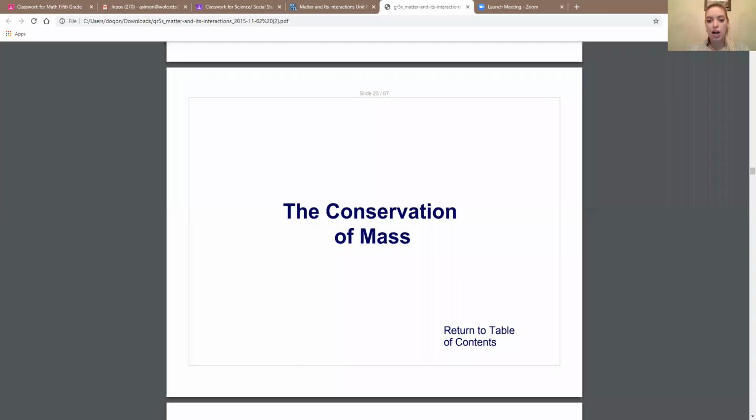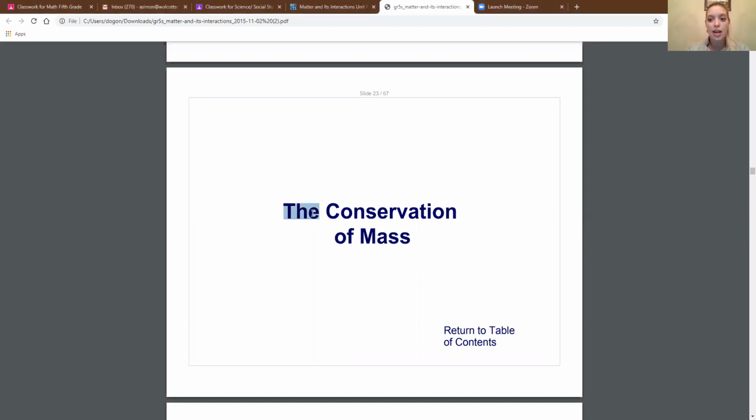All right, so today we're still talking about matter, but we're going to focus on the idea of the conservation of mass. This is something that is brand new. We haven't heard it before. We know the word mass has to do with weight, and we might have heard the word conserved before, but we'll get into conserved as we go through the lesson.